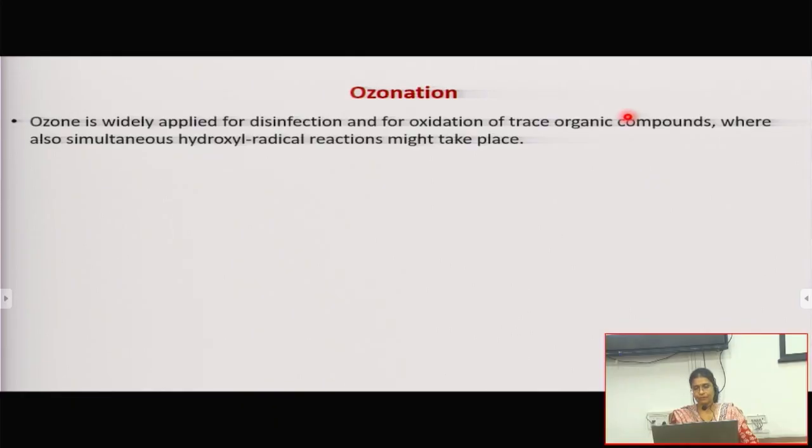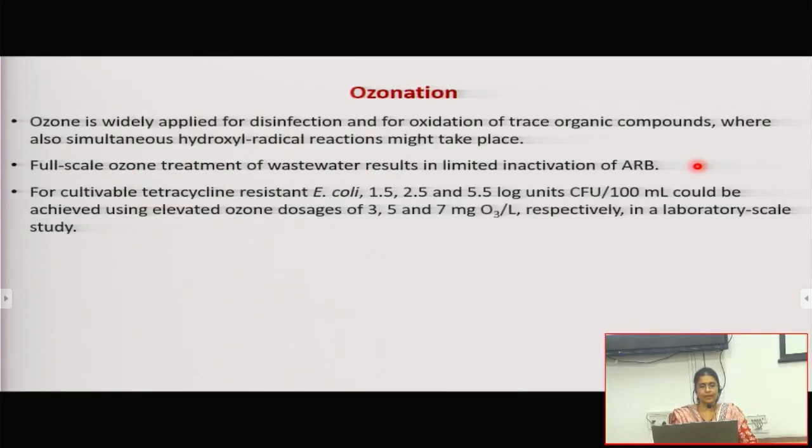And for oxidation of trace organic compounds, where simultaneously hydroxyl radical reaction might take place. Okay, and full-scale ozone treatment of wastewater results in limited inactivation of ARB. Again, ozone is very good for what? For killing the bacteria. But there is very little, hardly any activity actually happening to denature the genes. Okay. For cultivable, these are some examples here.